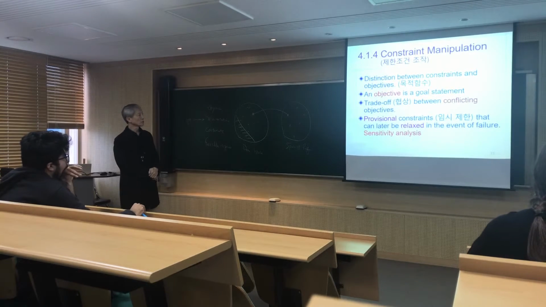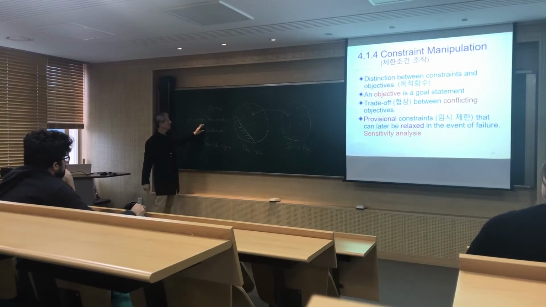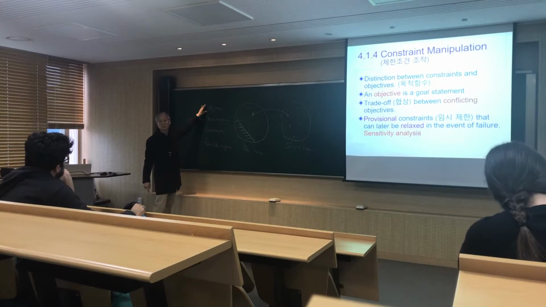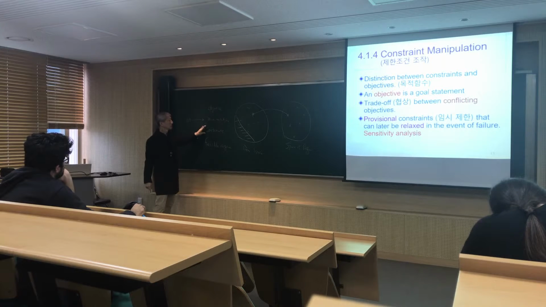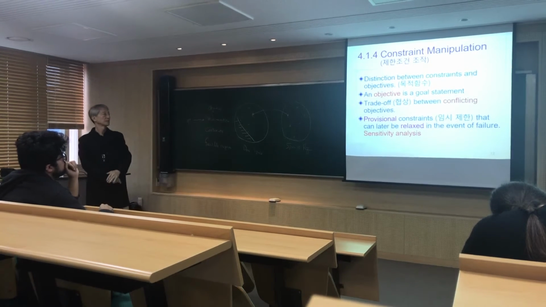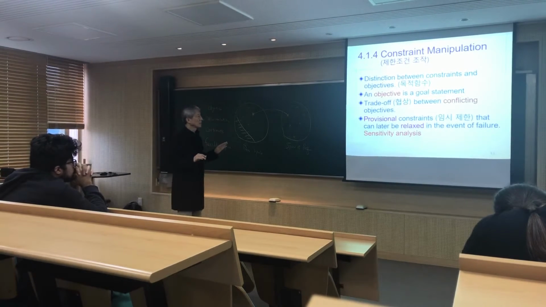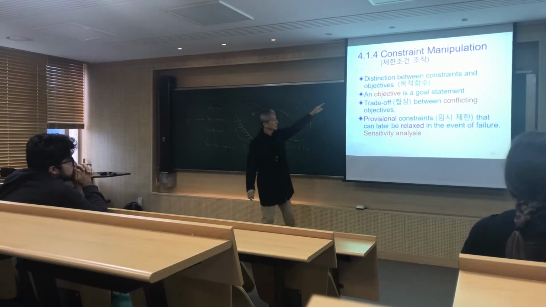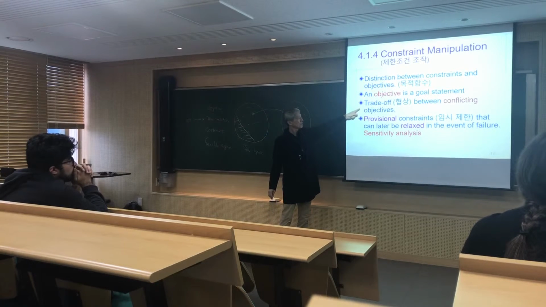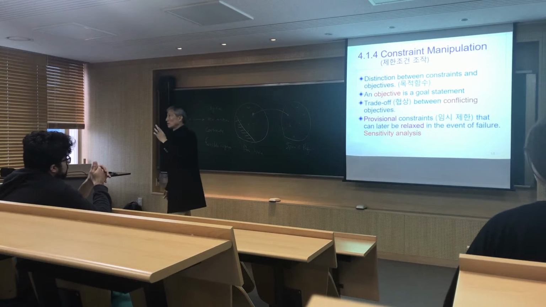Distinction between constraint and objective. Right? Objective and constraint. Objective is the goal, right? Goal state. Constraint, some regulation, barrier. So there is separation. And objective is a goal statement, and there should be a trade-off between conflicting objectives. There can be conflicting objectives.